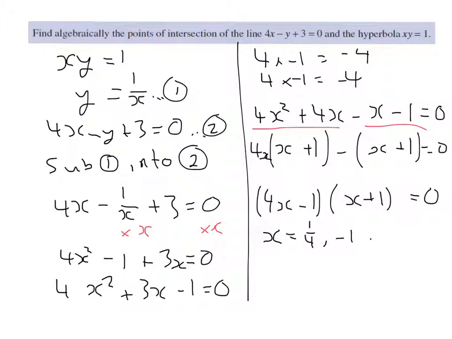Now I need to make sure that these points work by finding the values of y. So the points are going to be 1 quarter, and if I substitute this point back into this equation, 1 divided by a quarter is 4. The other point of intersection will be negative 1, and if I substitute it once again into this equation, 1 divided by negative 1 is negative 1, and there are 2 points.